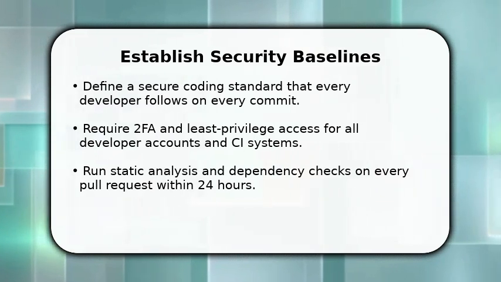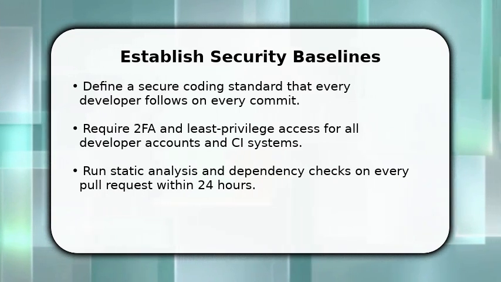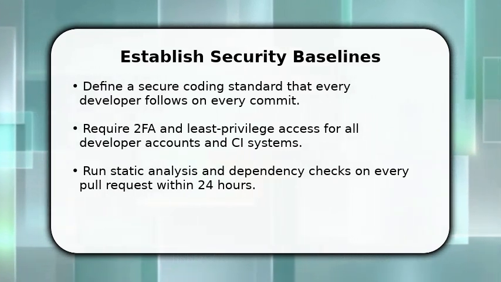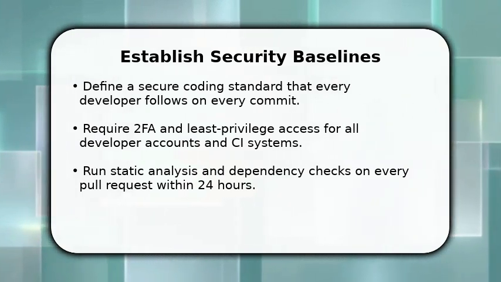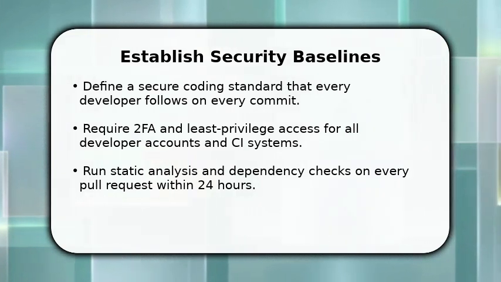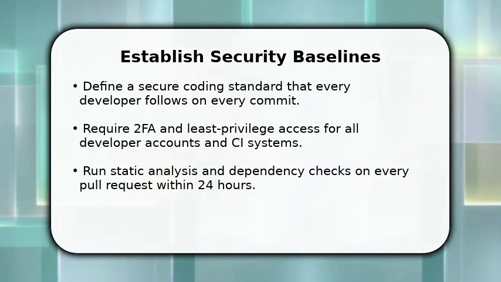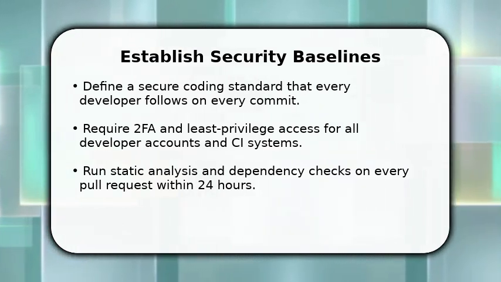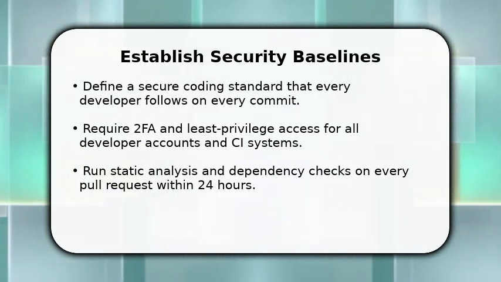Require two-factor authentication and least privilege access for all developer accounts, continuous integration, and deployment systems so credentials cannot be reused. Integrate static analysis tools and automated dependency checks into pull requests, and configure them to run within 24 hours to catch outdated libraries, known CVEs, and insecure patterns before code merges.